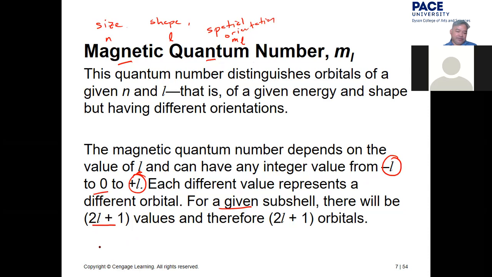So what does it mean? If your L is equal to 0, how many orbitals do you have? You only have one orbital, and that's, we could say, the s orbital. Now, if your L is equal to 1, you will have what? 2 times 1 plus 1, you're going to have 3 orbitals. And you have 3 p orbitals.